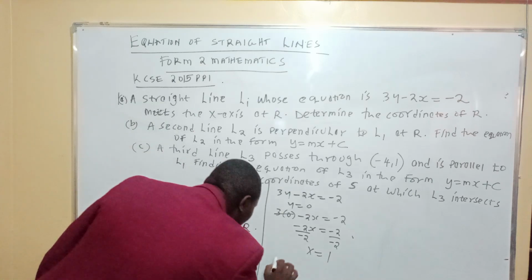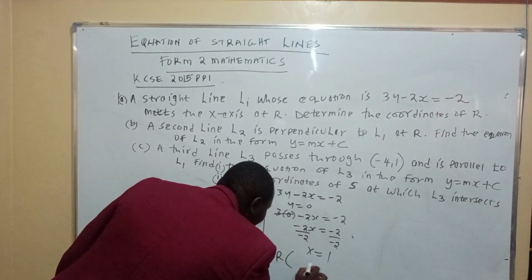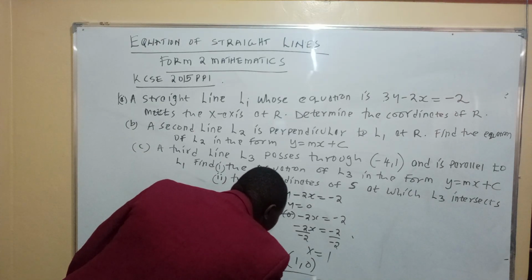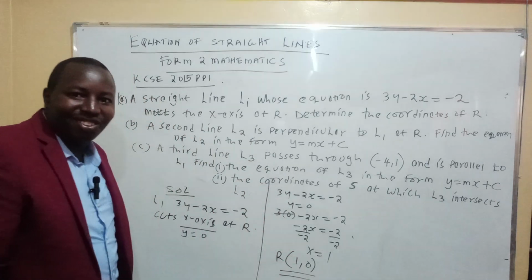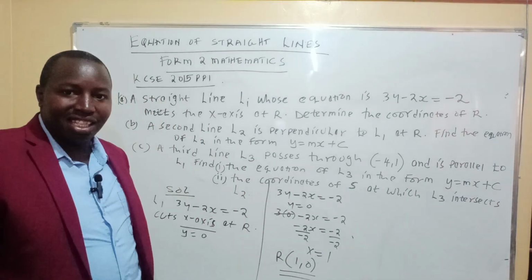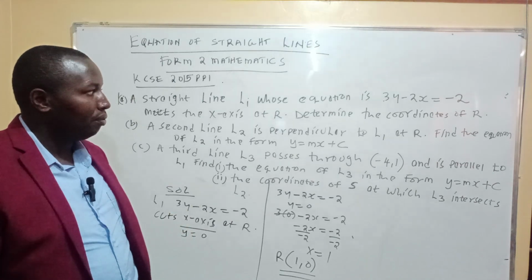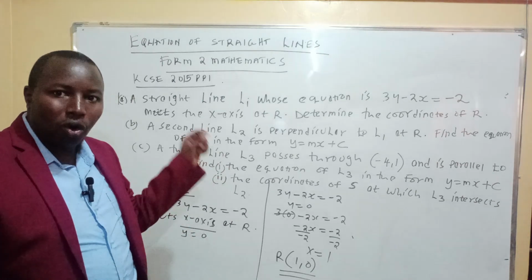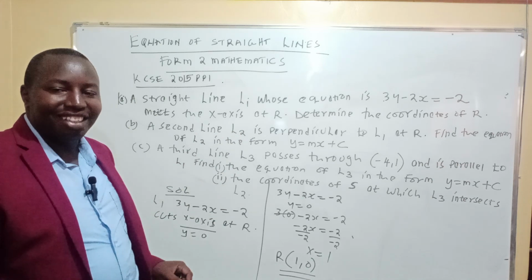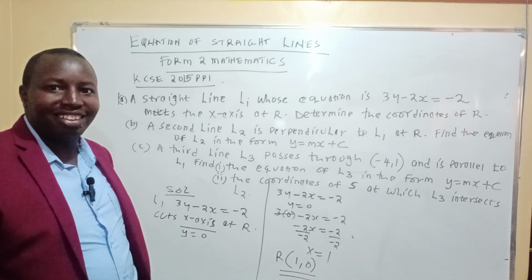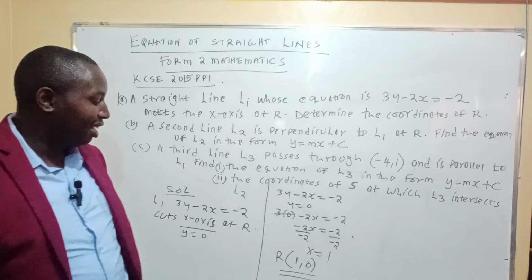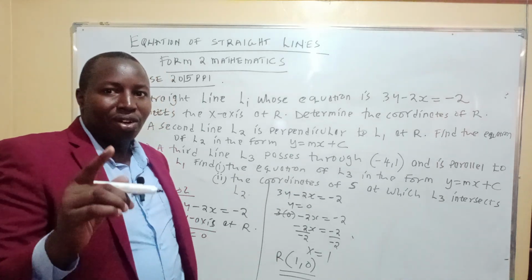So what is the coordinate of R? R is (x, y), which is (1, 0). And that's the answer. For part A, we have already answered the first question: determine the coordinates of R. The coordinates of R are (1, 0).